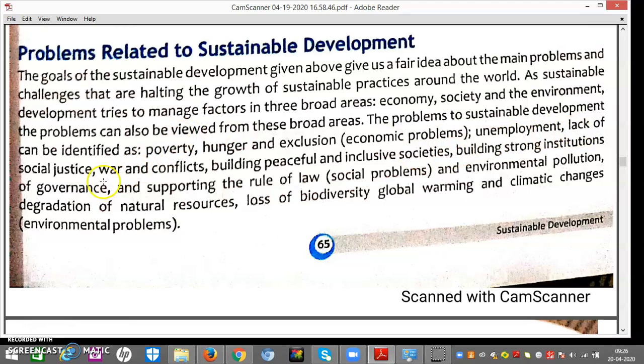institutions of governance, and supporting the rule of law, which means the protocol which is made for one country or for the universe or for the world should be the same for all. And the environmental pollution, degradation of natural resources, loss of biodiversity and climatic changes. Oh, look at all these problems. If these problems continue to grow, then there should be no life on the earth.